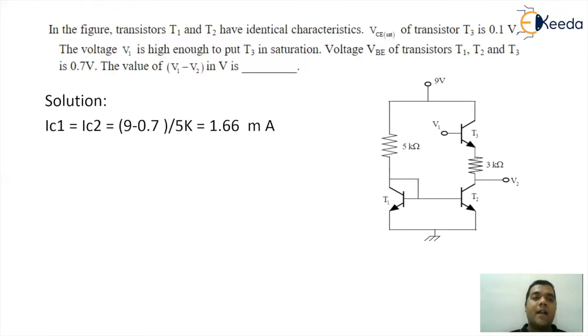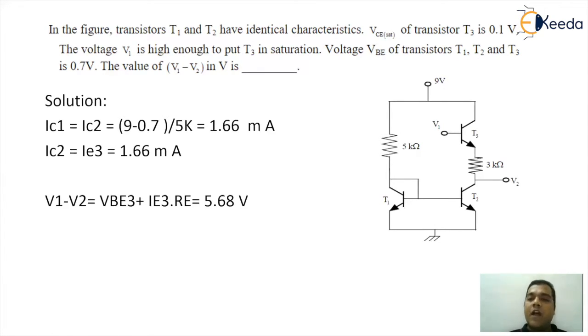Now whatever is the current IC2, that is the same as the current flowing through the 3 kilo ohm resistor. Since IC2 is equal to IE3 equal to 1.66 milliampere, now we can easily apply KVL to the loop between V1 and V2. So I can say V1 minus VBE minus IE RE minus V2 is equal to 0. So automatically V1 minus V2 will be equal to VBE3 plus IE3 into RE.